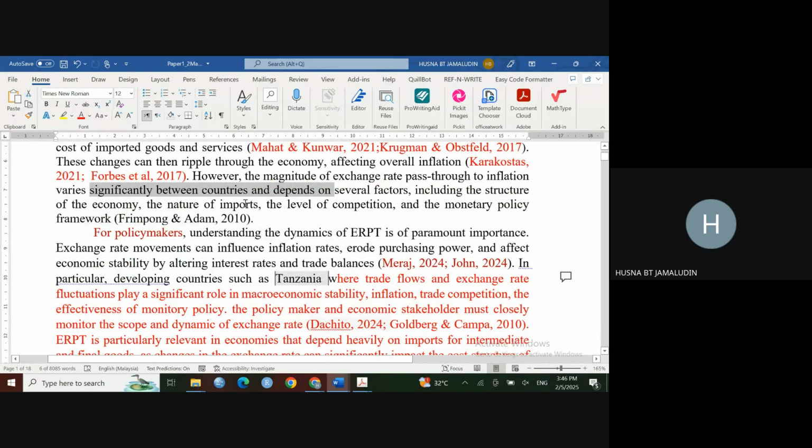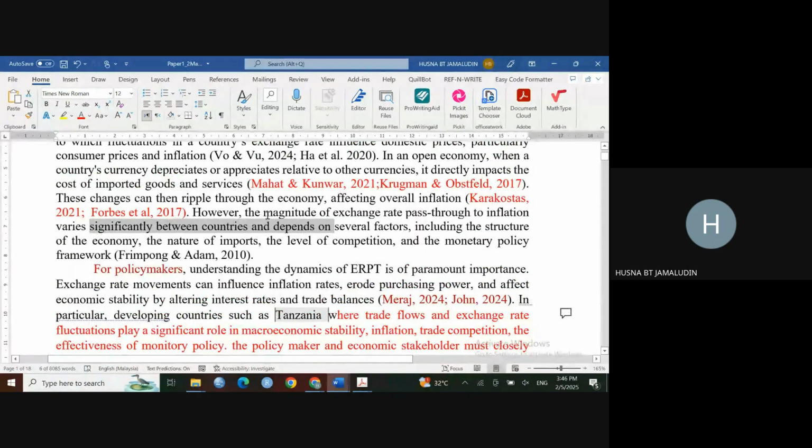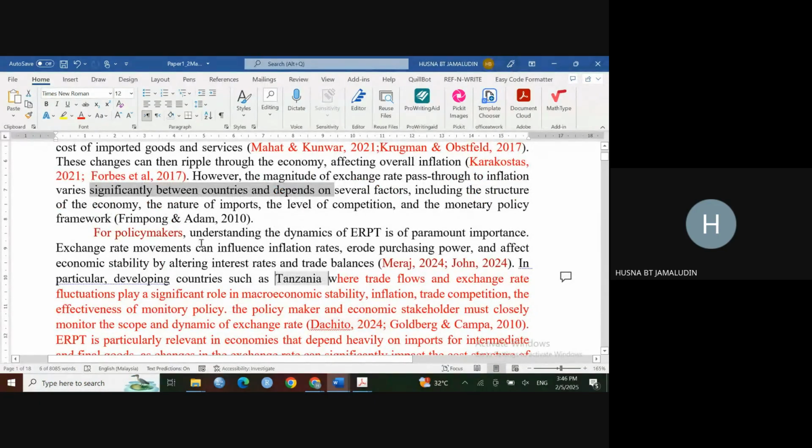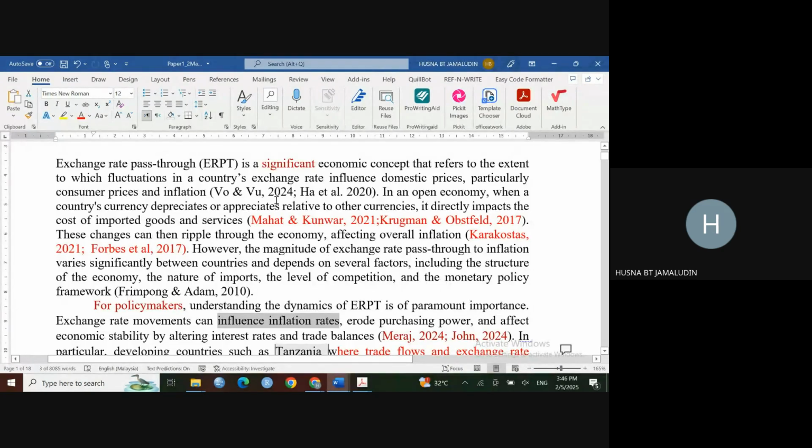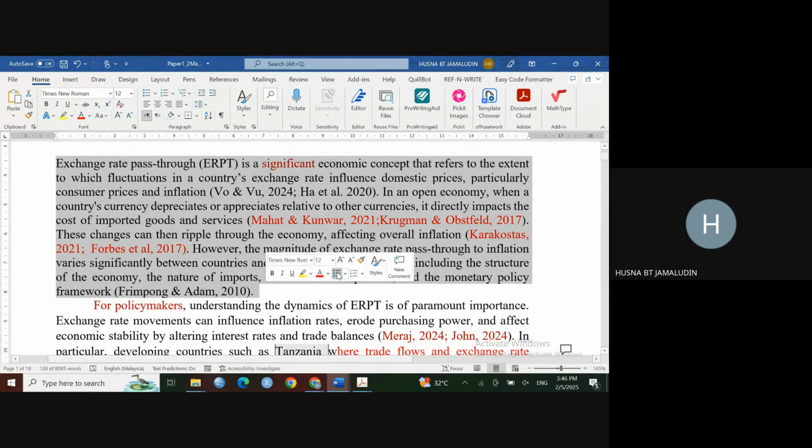Then exchange rate movement can influence inflation rate, and so on. Okay, so basically, if you think that this has a negative or some impact, you have to mention everything in one paragraph, because remember the first paragraph is about the definition or background, and then the impact.